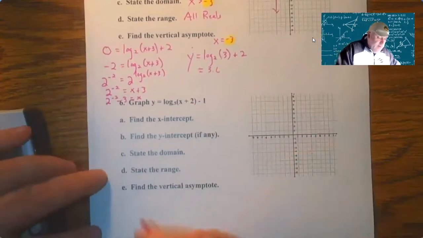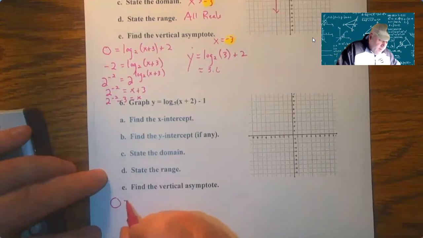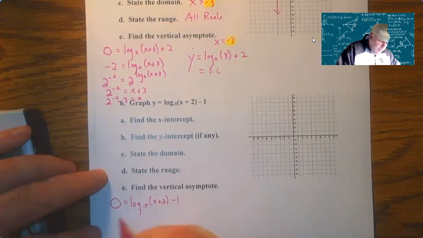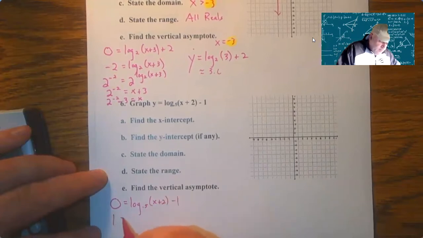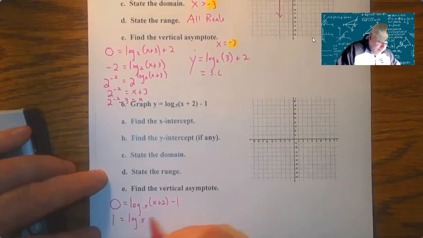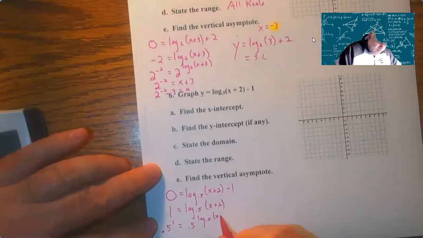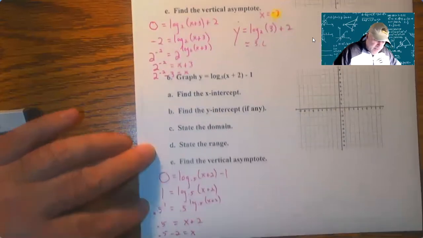All right, problem 6. Okay, find the x-intercept. So this is where you let y be 0. And then we solve for x. So we're going to add 1 over here. 0.5 times x plus 2. And so we're going to do 0.5 to the 1. It's 0.5 to the log base 5 of x plus 2, which this is x plus 2 equals 0.5. So 0.5 minus 2 equals x.